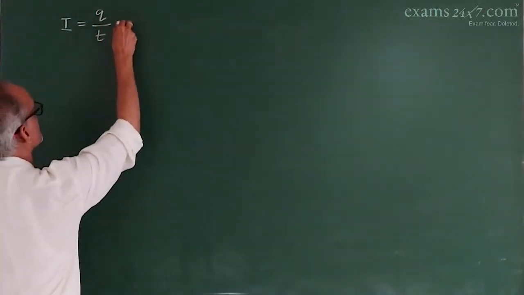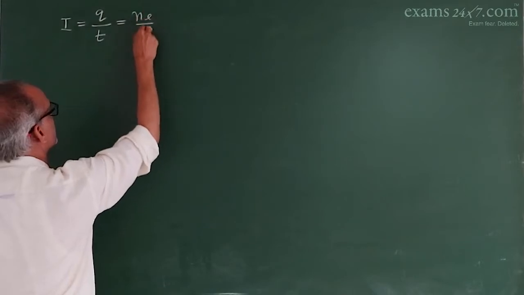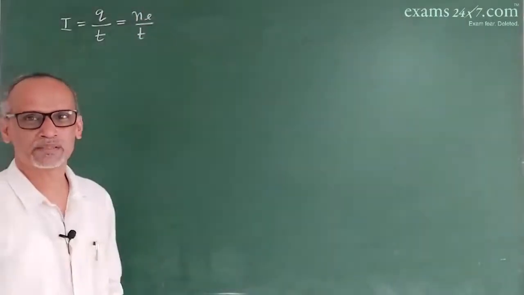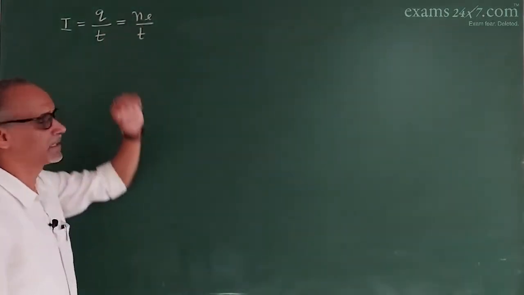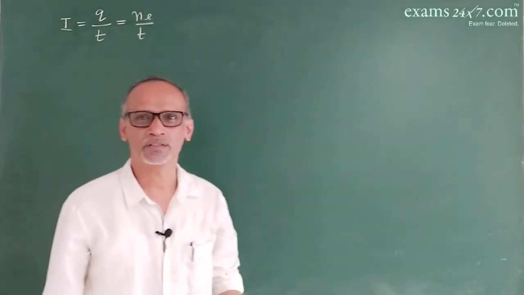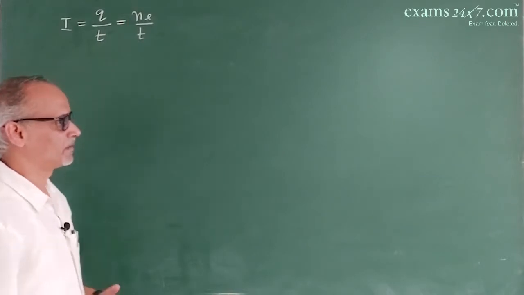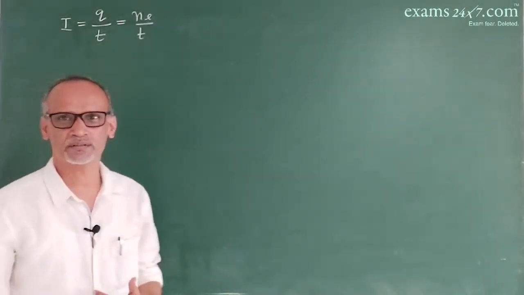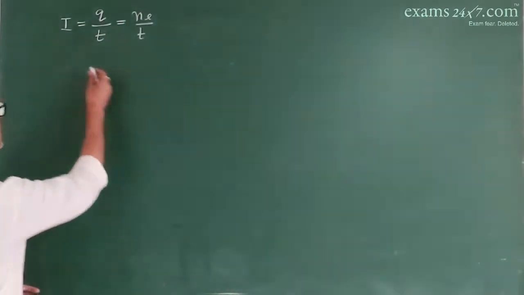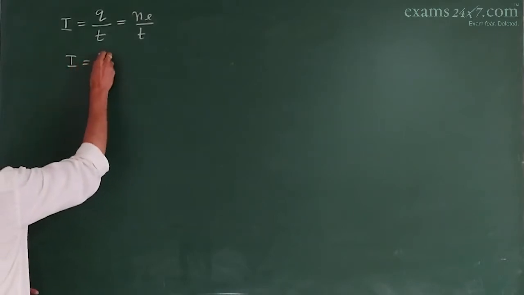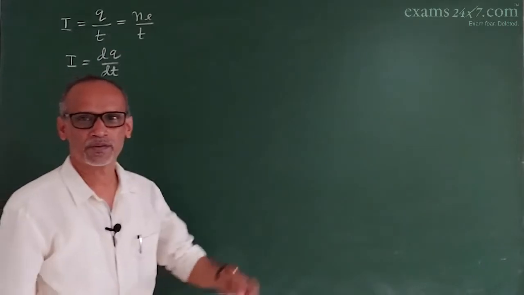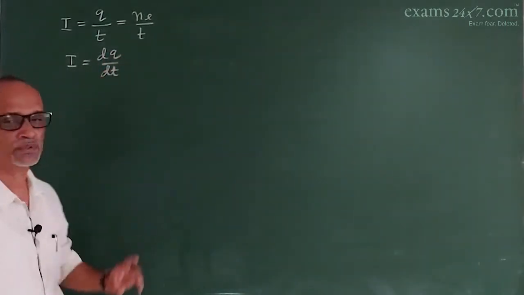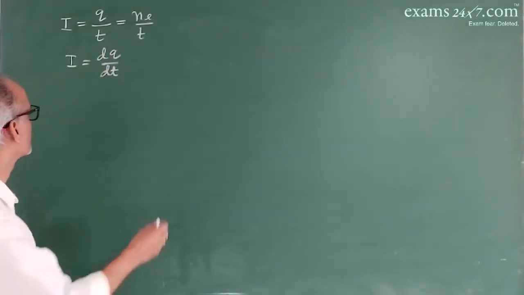Now this Q can be written as n e, so I is equal to n e by t, where n is the number of electrons flowing through a conductor in a time t seconds, and e is the magnitude of the charge of the electron. If the rate of flow of charge is variable, then we measure instantaneous current, which is I is equal to dq by dt, that is, differentiating q with respect to time t.